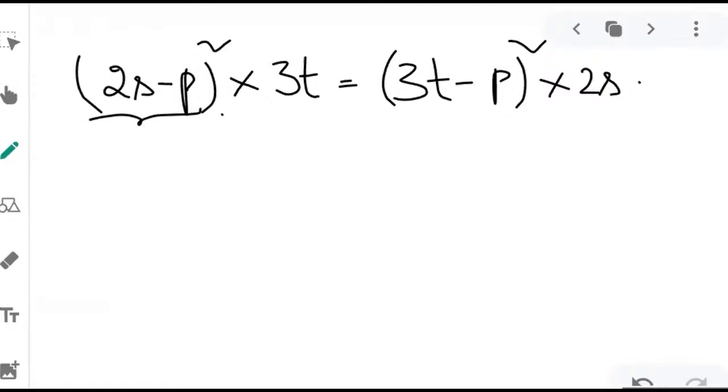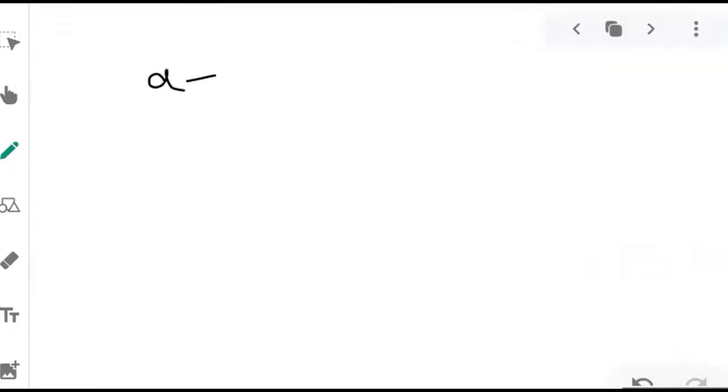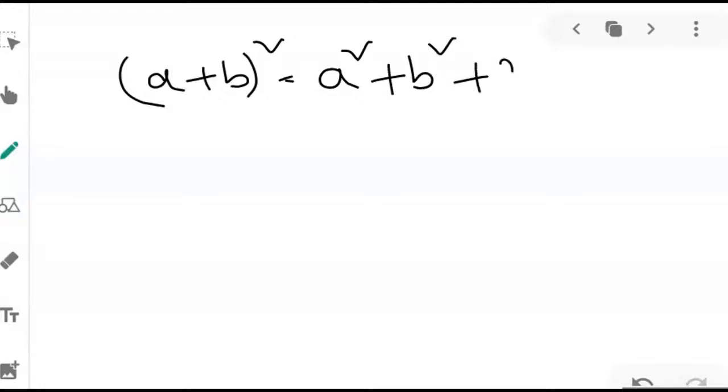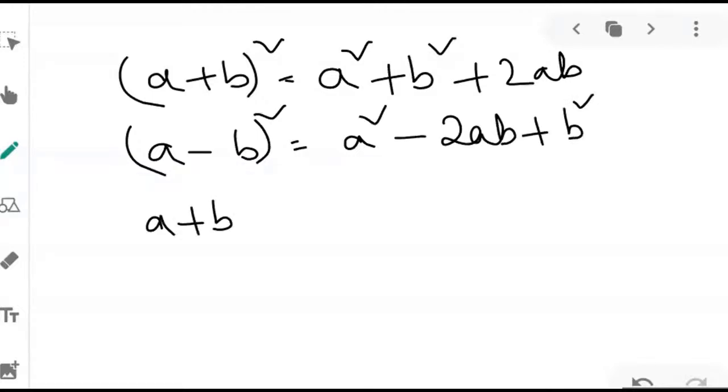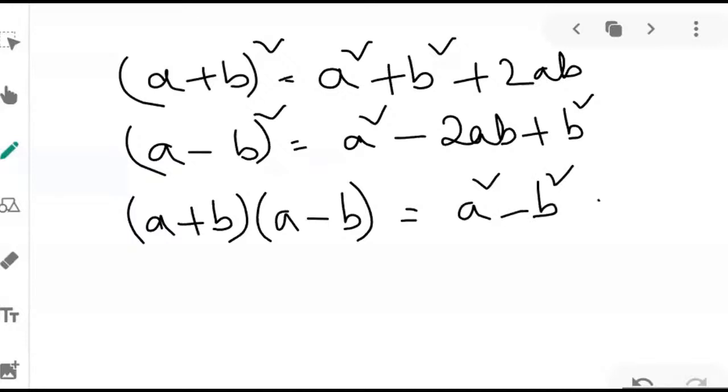So a minus b whole square is equal to? A square minus b square? Is it? Okay, back to basics in algebra. a minus b whole square is a square minus 2ab plus b square. Okay, we'll write this first. These are like the Holy Trinity. Very important. Note them down in the first page of your notebook because they are very, very important.